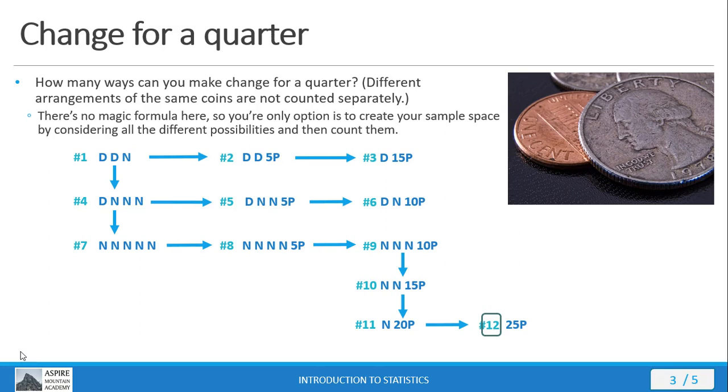Again, there's no magic formula here. Sometimes you just have to create the sample space and then count how many items you have in the sample space. Doesn't happen very often, but once in a while, that's what you've got to do.